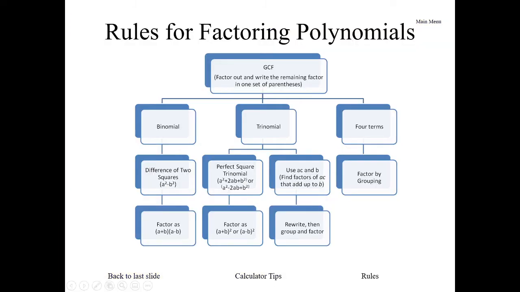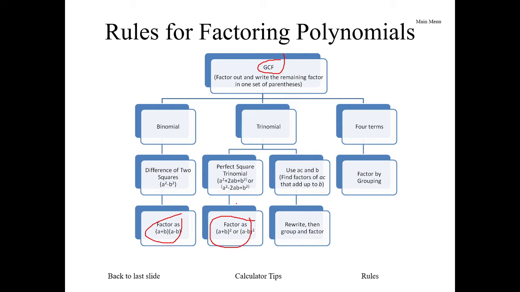So in rules for factoring polynomials, we have here GCF. So you factor out and write the remaining factor in one parenthesis. Then we have binomial. If it's binomial, we have difference of two squares. Then if that's difference of two squares, you factor it out as a plus b and a minus b. Then if it's trinomial, we have perfect square trinomial, and if that's perfect square trinomial, then you factor it out as a plus b raised to the power of 2 or a minus b raised to the power of 2.